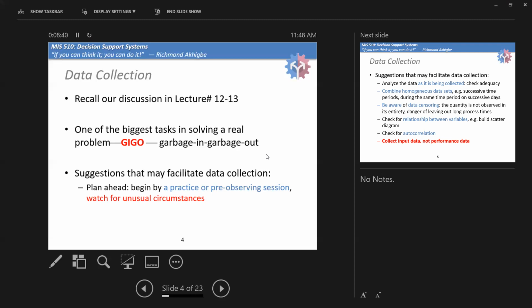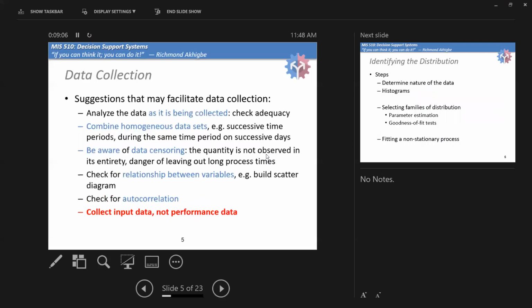So the practice and pre-observation session is there to calibrate yourself in the sense of where and how you're recording. If there are any technical or practical problems, you need to address that. You need to see if you're able to find the right place to sit, and whether you have the right tools ready with you. And of course, you need to watch for unusual circumstances that may hinder your data collection.